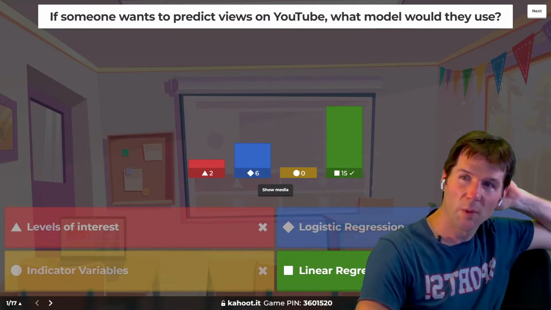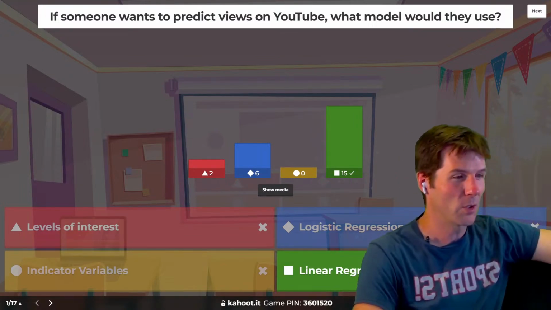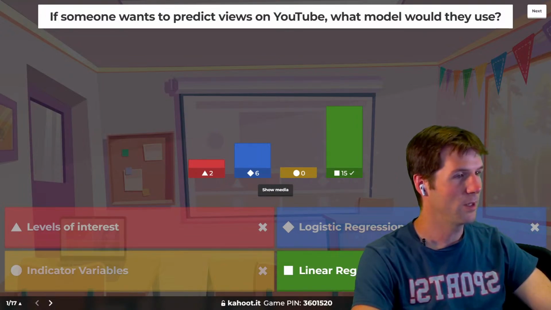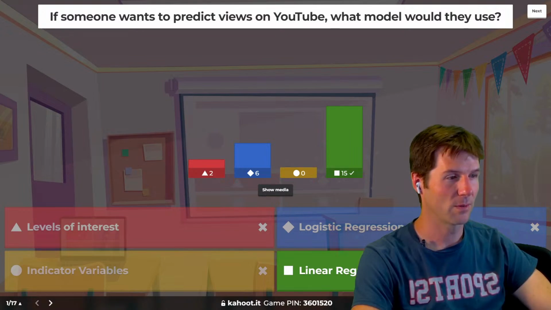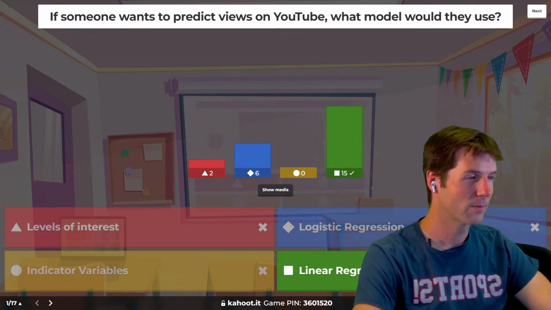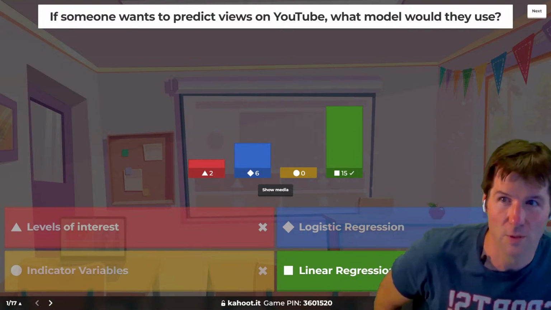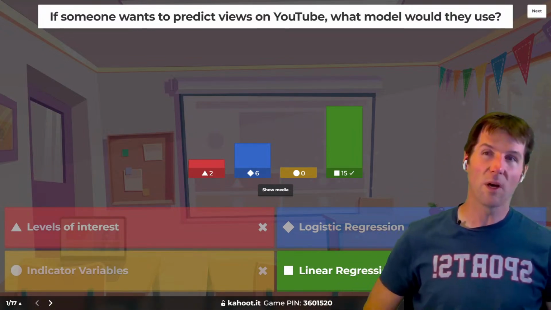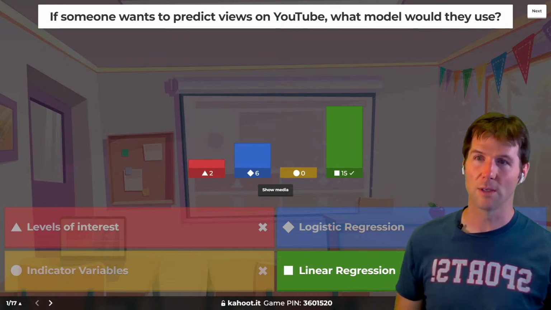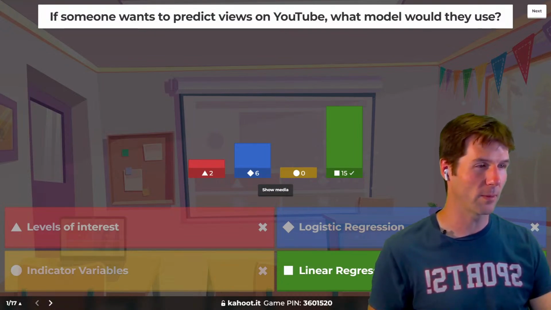When do we use linear regression? Who knows when we use linear regression? Quantitative y variables of interest. Logistic regression is used for categorical y variables.